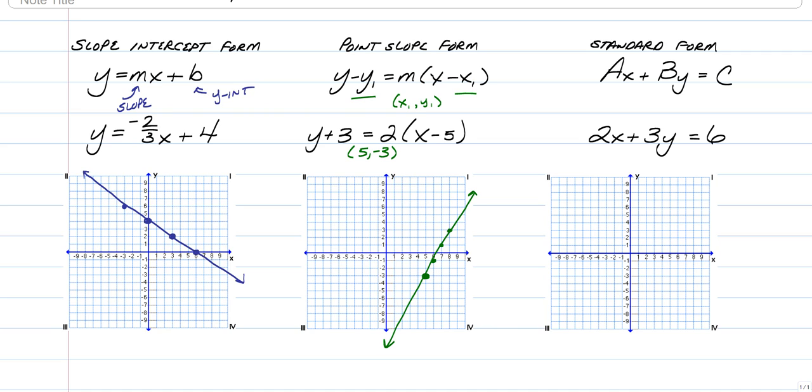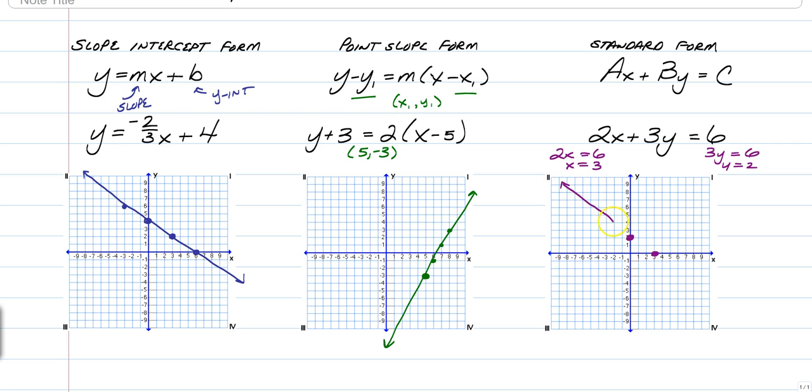Finally, the last one is standard form. Standard form, you're just going to use the x and y intercepts. To do that, you're just going to set 2x equal to 6, and you're going to take 3y and set that equal to 6. You're going to take each of these parts. So x is equal to 3, and y is equal to 2. So you're just going to plot y is 2, and x is 3, and you've got your 2 points, and you are ready to go.